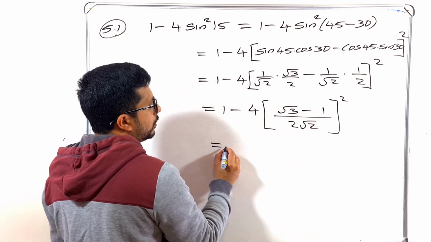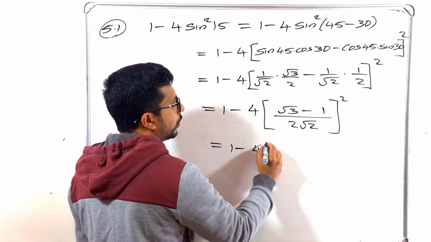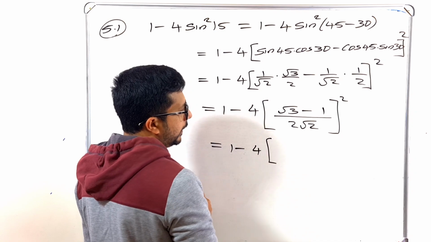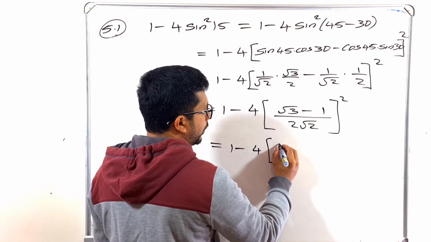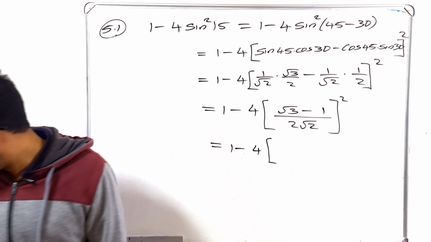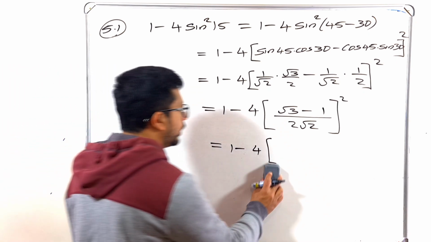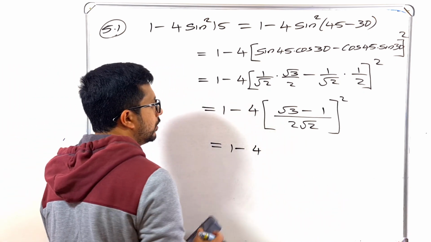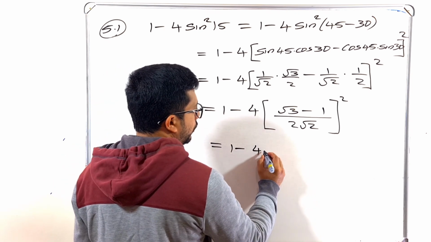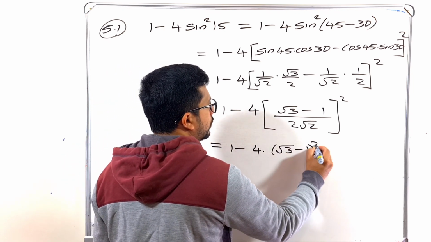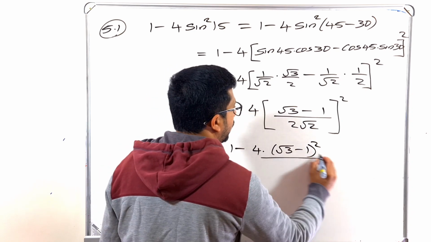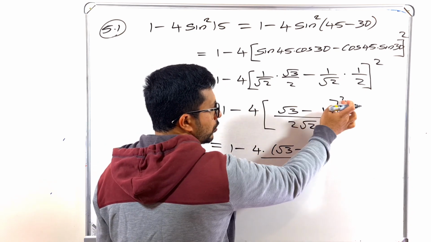So here this is equal to 1 minus 4 into, then what is this one? Root 3. Let me write it like this. I'm going to separate that one. So here it is going to be 4 into root 3 minus 1 the whole square divided by 2 root 2 square.